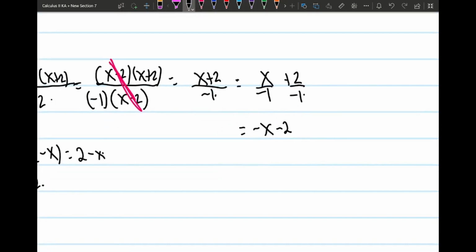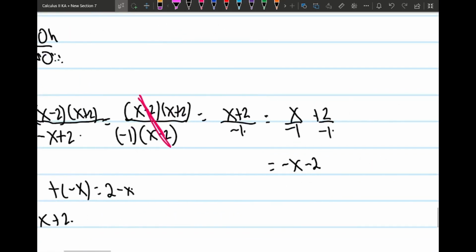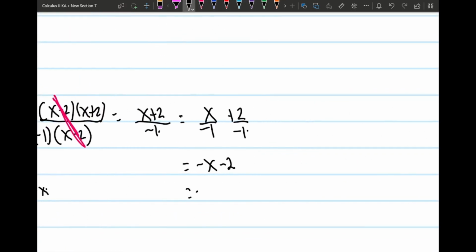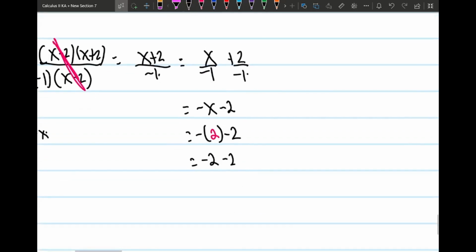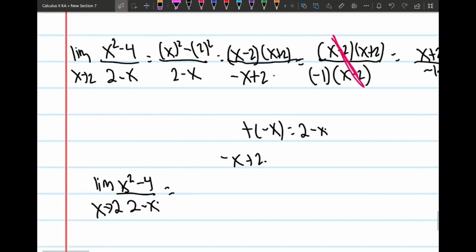Now we can do direct substitution again. We plug in 2 for x, so we get negative the quantity 2 plus 2, which gives us negative 4. So the limit as x approaches 2 of x squared minus 4 over 2 minus x is equal to negative 4.